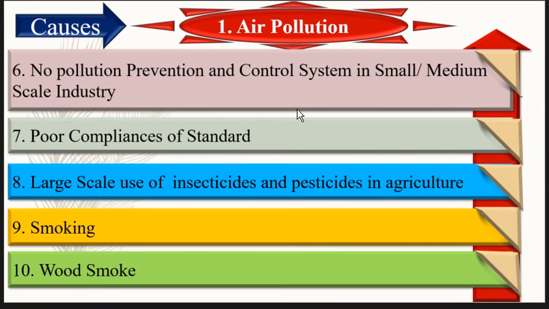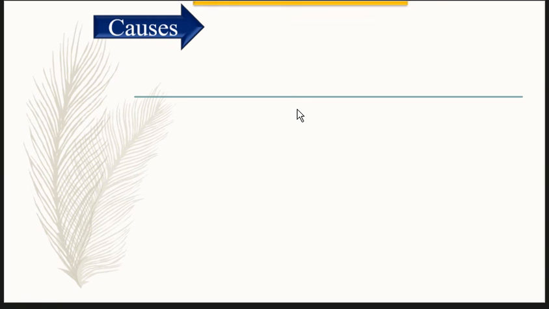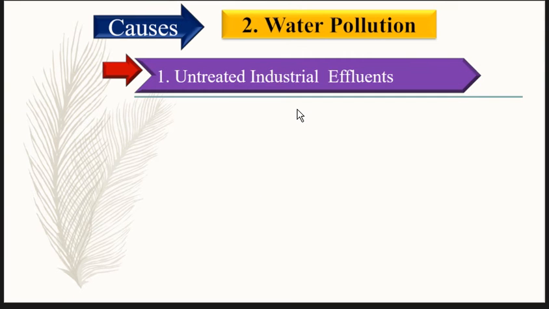power station. Next type of pollution is water pollution, and causes of water pollution are: first is untreated industrial effluents. Friends, effluents from most manufacturing industries like distilleries, sugar, textile, electroplating, pesticides, pharmaceuticals, pulp and paper mills contain pollutants. Untreated effluents can pollute water bodies.